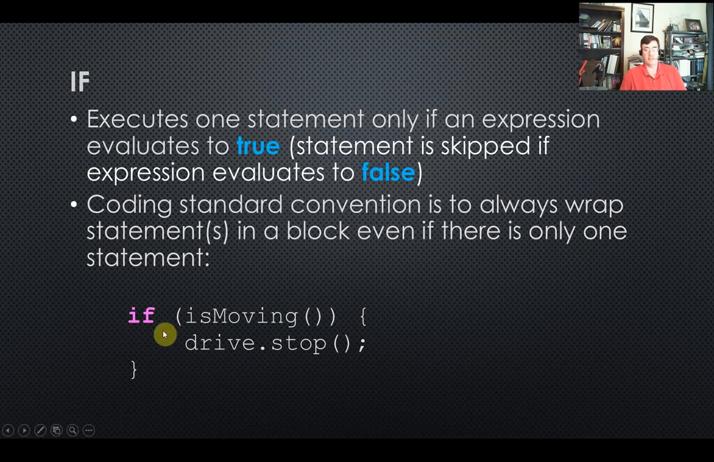So here's an example. I have an if statement, which starts with the reserved word if. Then in parentheses, I have the expression. In this case, my expression is to invoke the isMoving method, which returns a Boolean. So that expression has to evaluate to true or false. If the expression evaluates to true, I will execute the following statement, which in this case is a Java block that contains the stop member of drive. So if the robot is moving, we're going to stop driving.